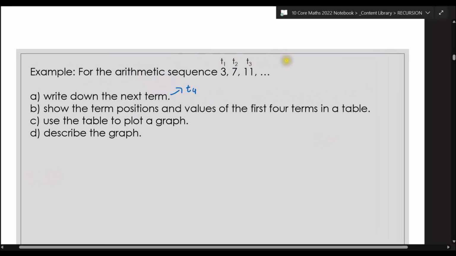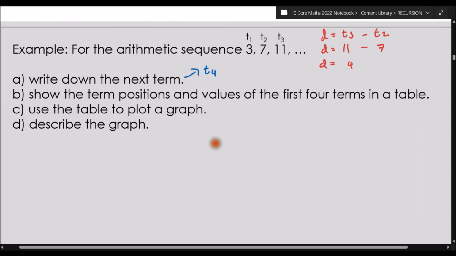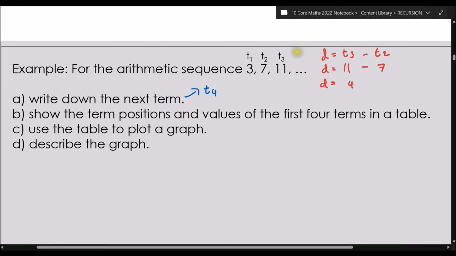Okay, the common difference is going to be any term minus the previous. So I might go T3 take away T2. In this case, it's going to be 11 minus 7, so the difference is 4. Okay, so I'm adding 4 each time. If I'm looking for the next term, which is term 4, I'm adding 4. I should actually write here positive 4. Okay, so just keep that in mind.